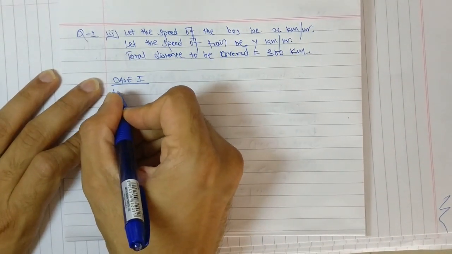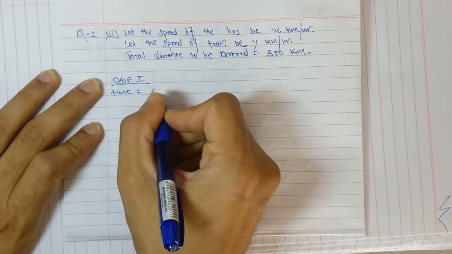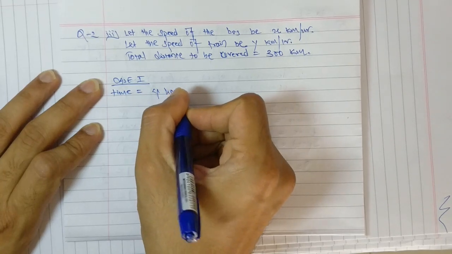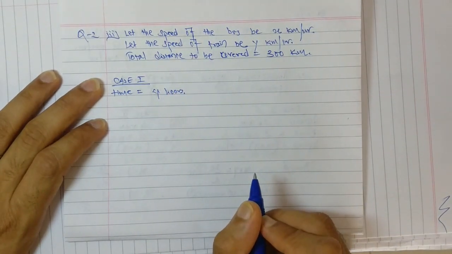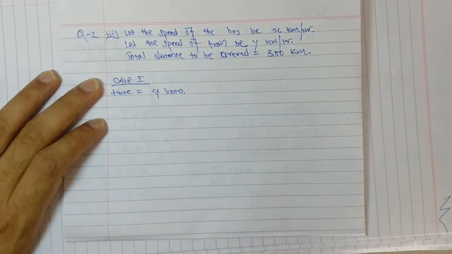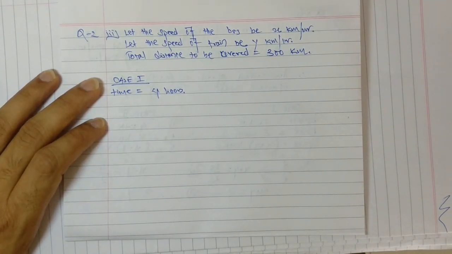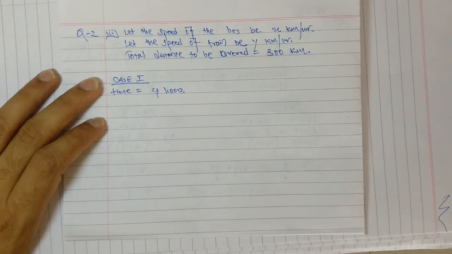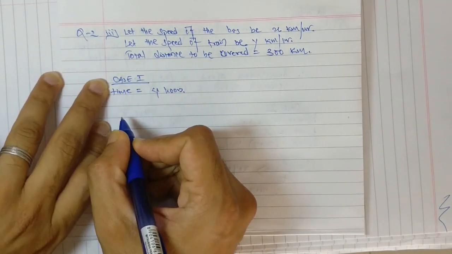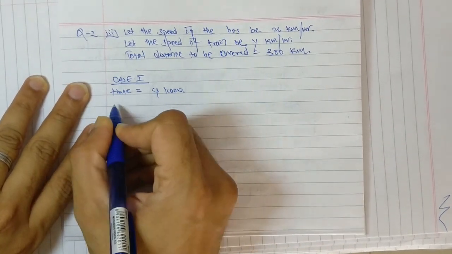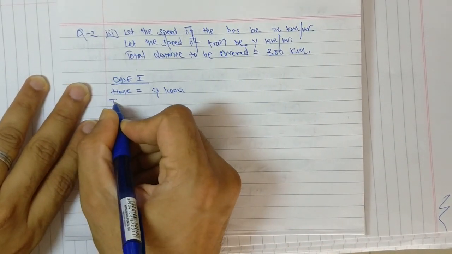We have been given the time. Time is how much? 4 hours. The distance traveled by train is 60 km and remaining by bus. First I am going to write train.